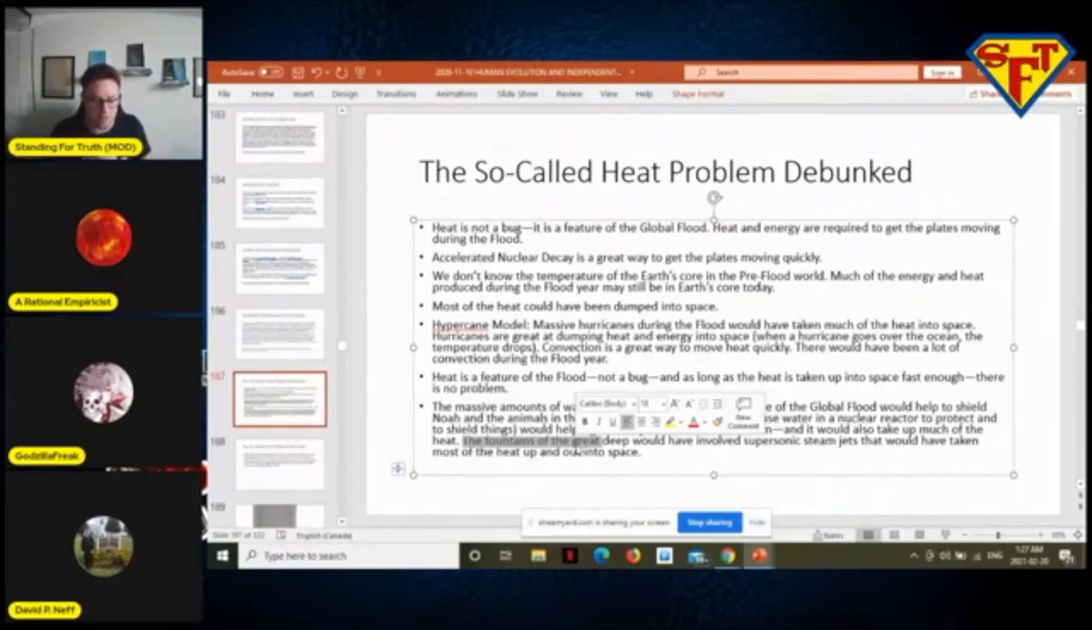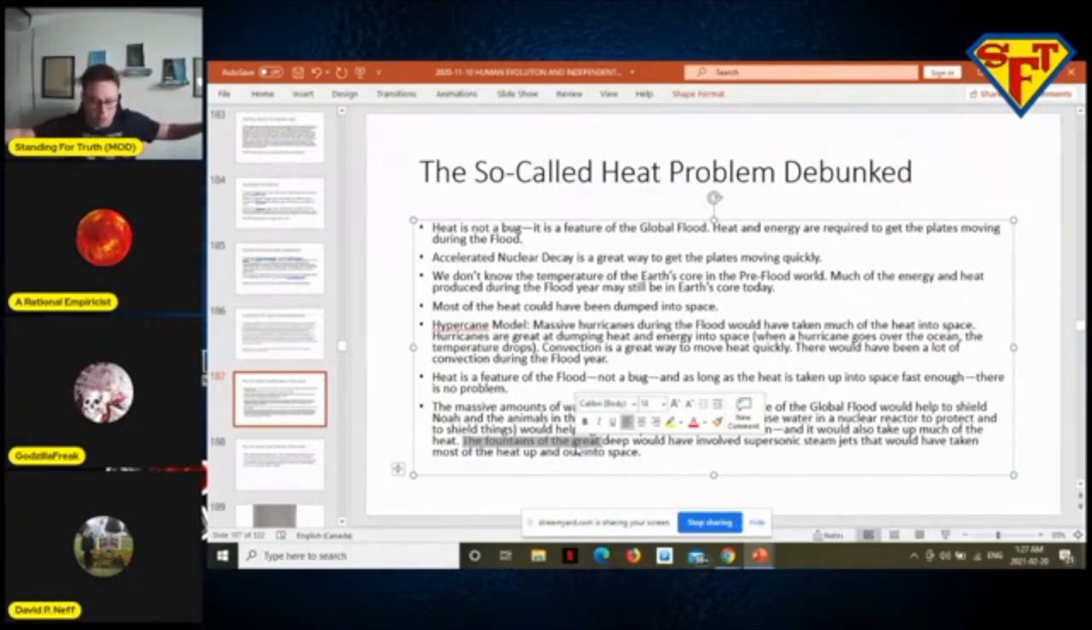Now it fits like a glove. We've got the evidence for accelerated nuclear decay in the rocks. And now we have plausible solutions as to how we can dump all that heat into space itself. Not to mention ice cold hail coming down and cooling off the oceans slightly. But think about a massive pool. This is the last thing I'll say because all these things are coming to mind.